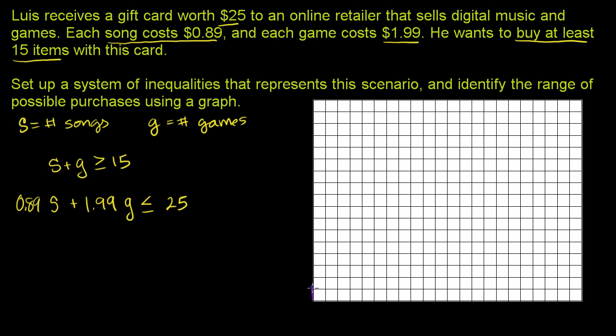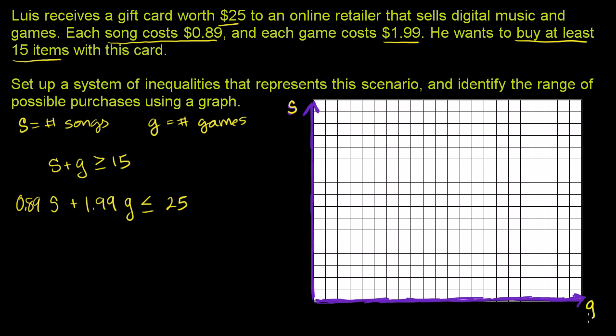Let's make the vertical axis that I'm drawing right here the song axis. That's the number of songs he buys. Let me make sure you can see that. That is the song axis. And then let's make this horizontal axis the number of games he buys.